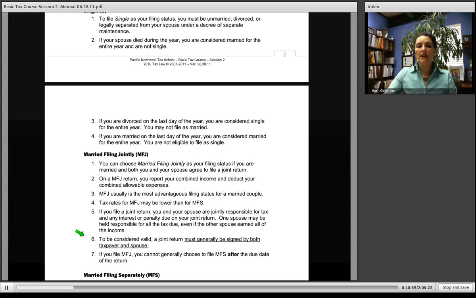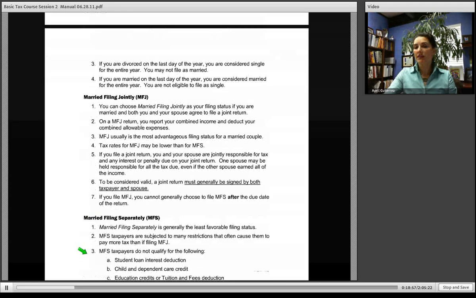If you file married filing jointly, you cannot choose to file married filing separate after the due date of the return. Of course, the due date of the return is usually April 15th. So what that means is if you file a joint tax return on March 1st, you would not be able to change your filing status to married filing separately after April 15th.